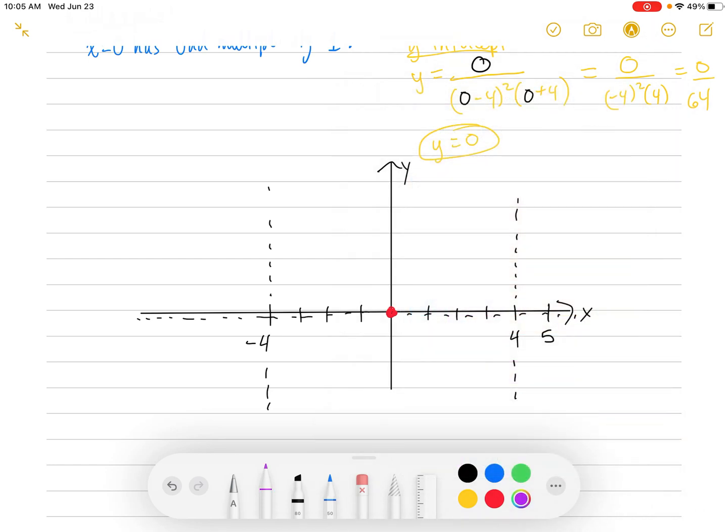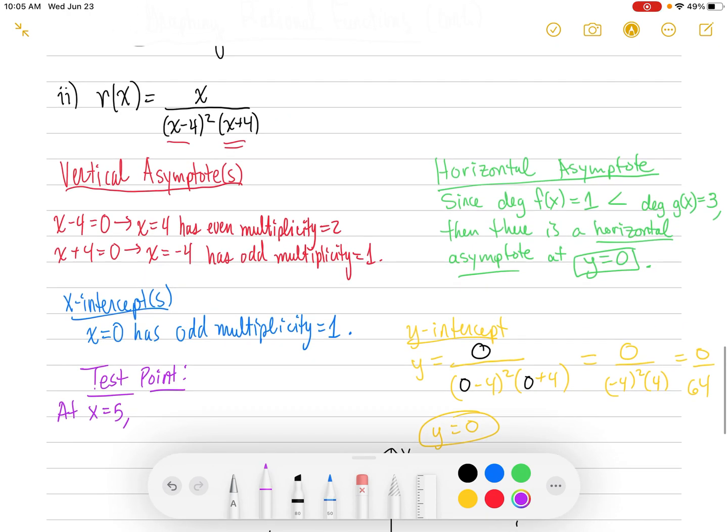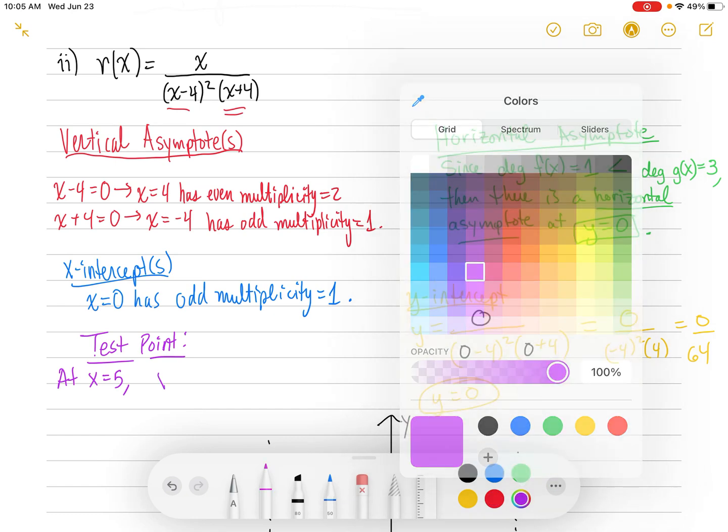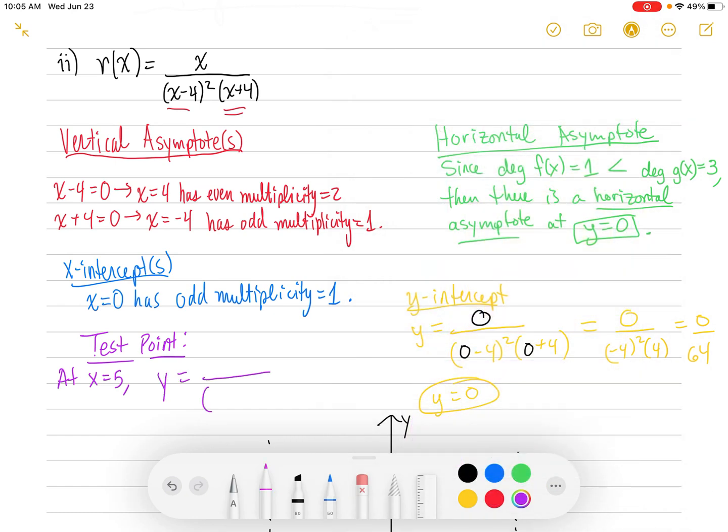And we're going to pick a point to the right of that, which is going to be 5. So I'm going to pick 5. I'm going to set up a test point with 5. So what happens at x equals 5? I'm going to plug 5 into my function. What's the y value going to be? y equals blank over blank minus 4 squared times blank plus 4. So here it goes. I'm plugging in a 5 for my x's. 5, 5, 5.